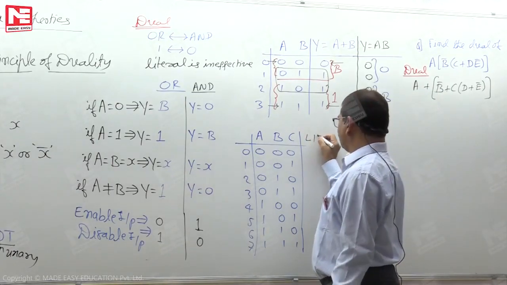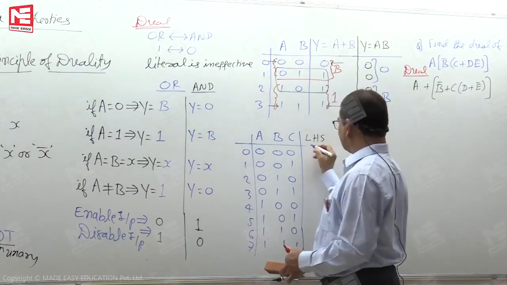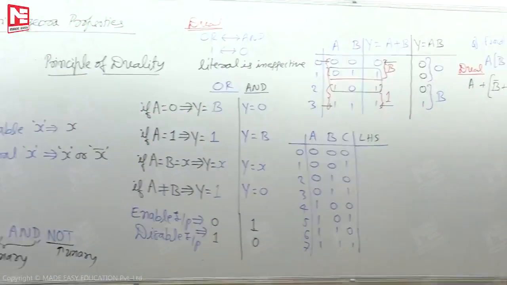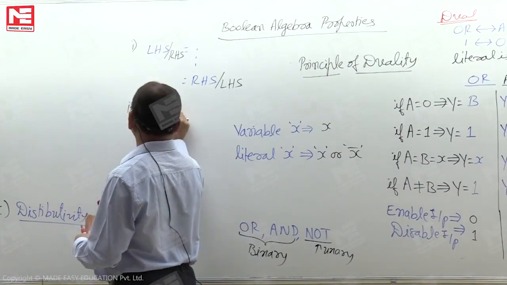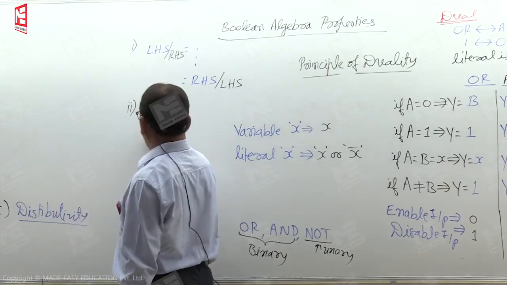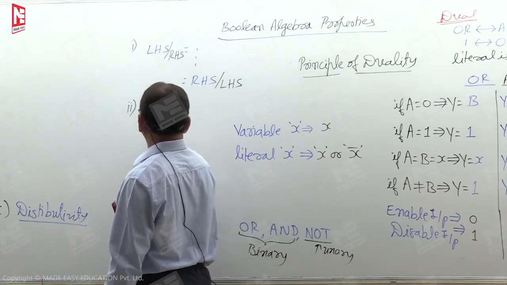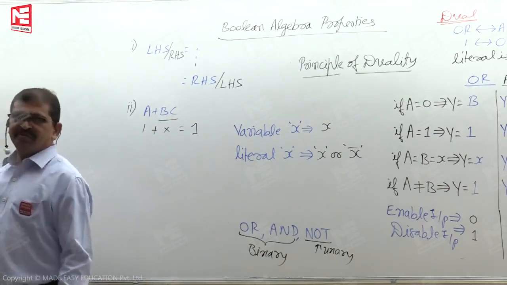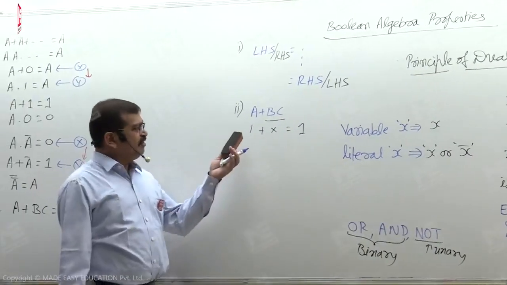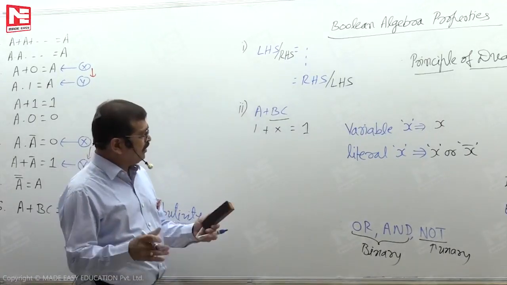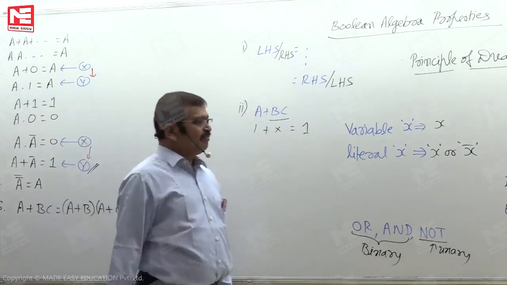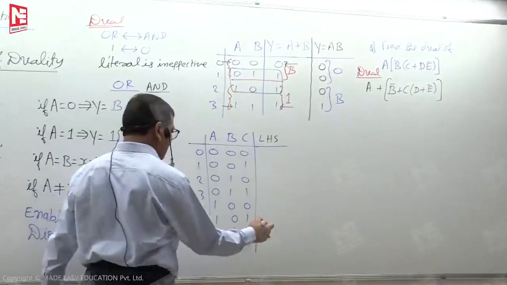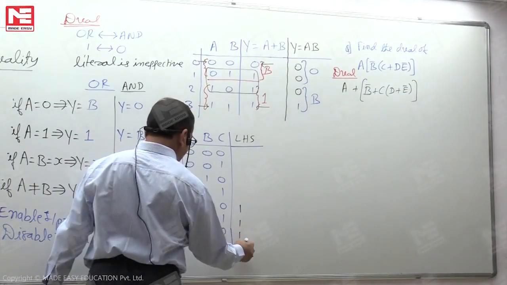If we look at the LHS result, the LHS expression we have is A or BC. If A is 1, B and C may be anything, because 1 or with anything is 1. It is the third property. So, if A is 1, without bothering what the B and C values may be, the output is 1. Based on this, for the last 4 rows, A is 1. Hence, the LHS result for the last 4 rows is 1.